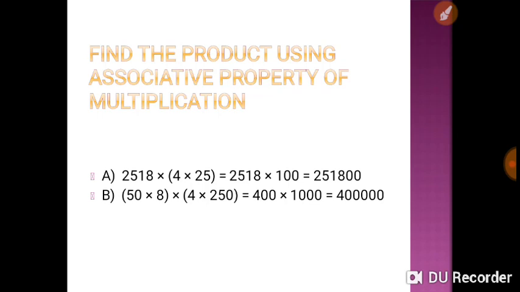The second question is, now children, in the second question you can see that there are 4 whole numbers, but the property can still be applied. Here we have 50 into 8 into 4 into 250. When we pair 50 into 8 first, it will give you 400. And 4 into 250 when you multiply will give you 1000. And when you multiply 400 into 1000, the answer is 4 lakh. See, this is such a long calculation, but properties help you to do these calculations easily.